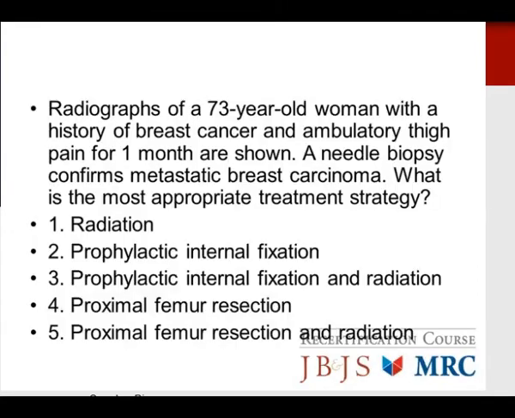I want to show you some questions and answers because this is such a common scenario and the most likely thing to show up on your exam. If we look at the radiographs of a 73-year-old woman with a history of breast cancer and ambulatory thigh pain, so she has pain with weight bearing. We know she has a history of breast cancer. We're even told a needle biopsy confirms metastatic breast cancer. The question is, what's the best treatment strategy?